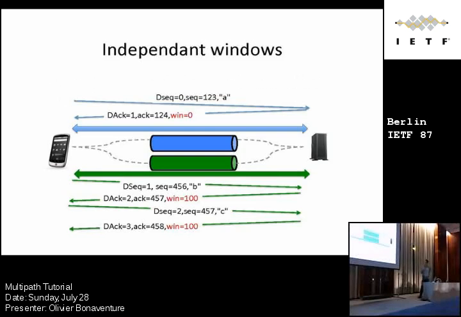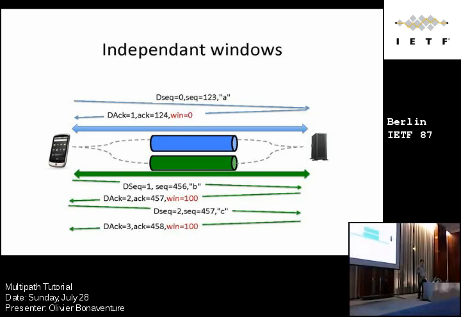First, assume we have independent windows in the different TCP subflows that compose a Multipath TCP connection. If we have independent windows, then the advantage is that it's possible to use a window to slow down a sender over one of the subflows. So here in the example, the server is able to slow down the blue subflow by setting a window of 0, and by providing a larger window on the green subflow, you have the ability to control the amount of data that you receive over the green and over the blue subflow. So this is an advantage of using independent windows.